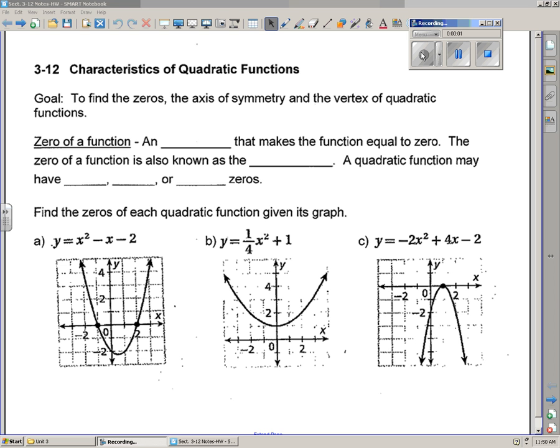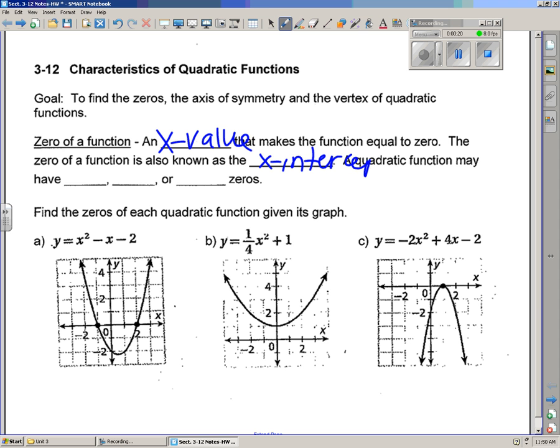So today's lesson, we're going to talk about characteristics of quadratic functions. One of the things is to find the zero of a function. The zero of a function happens to be an x value that's going to make the function equal to 0. The zero of the function also tends to be known as the x-intercept. And any quadratic function might have 2 zeros, 1 zero, or no zeros.